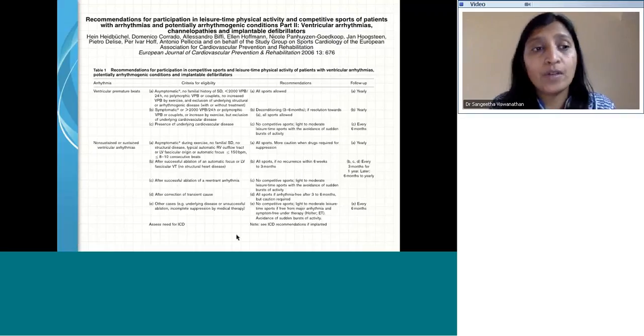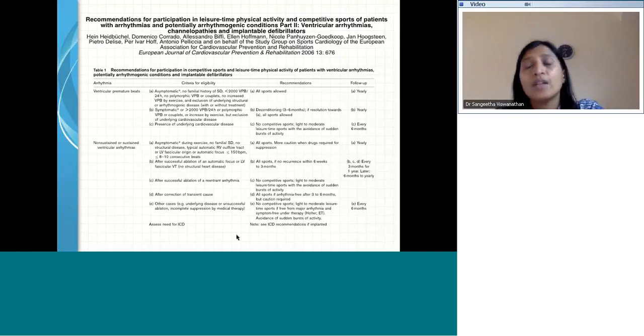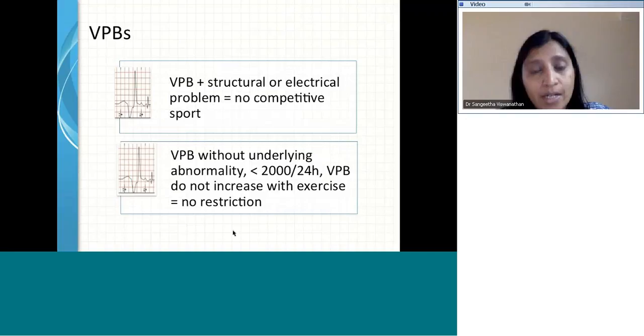Of course, if you have cardiac arrest and a significant reason for the VT, for example, long QT syndrome or arrhythmogenic right ventricle or a catecholaminergic VT, in these conditions, sport is contraindicated.